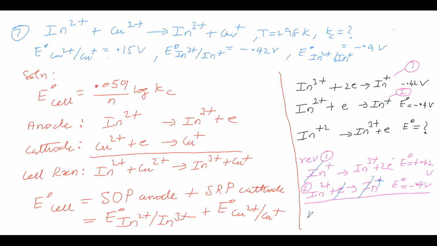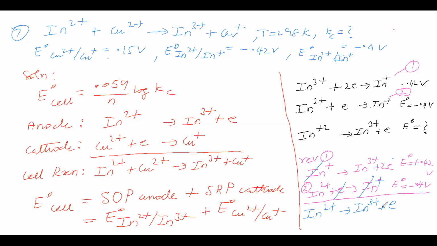Now on the left side what is there? In 2 plus is there. Then on the right side, In 3 plus and 1 electron. You see that on the right side 2 electrons are there, on the left side 1 electron is there. 1 electron is getting cancelled, so 1 electron is remaining. Now we got the required half reaction, the one we want.